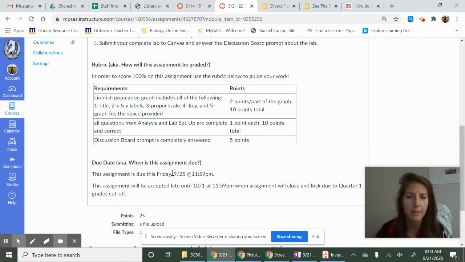Just like normal, the assignment's due on Friday. And then the cutoff is actually next Thursday, since next Friday is when the end of the quarter is. So everything from this week forward, the cutoff is next Thursday because the quarter ends.